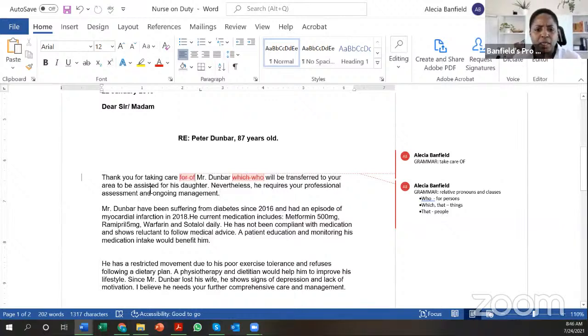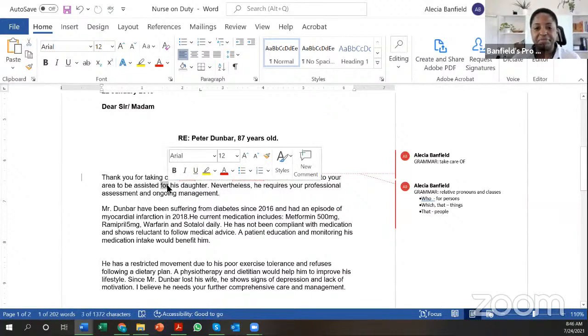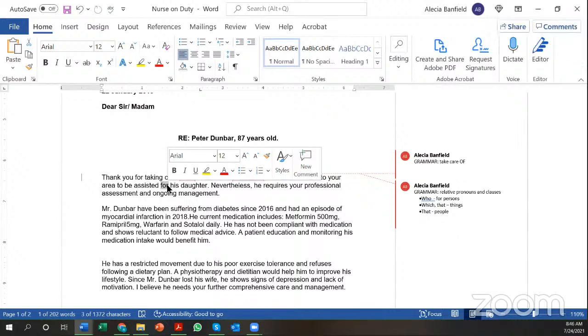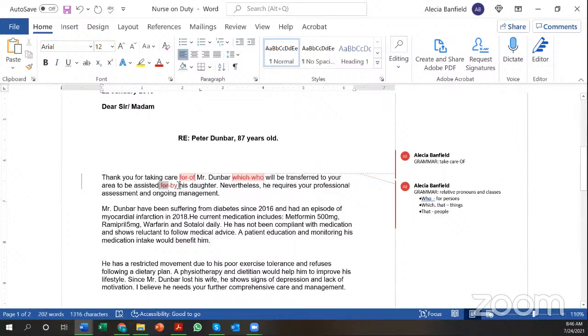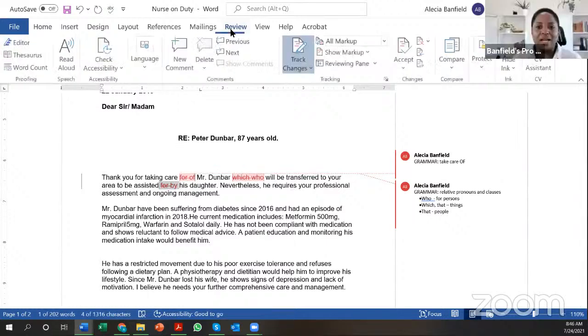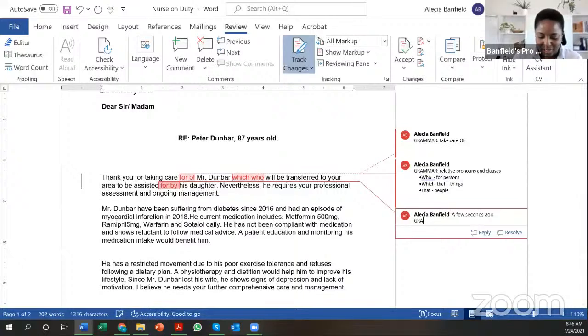To your area, to be assisted. Let's look. Is that right? To be assisted for? His daughter. To be assisted of his daughter. By. By. Okay. Oh my God. This now, yeah. English grammar, you really do need to, yeah.